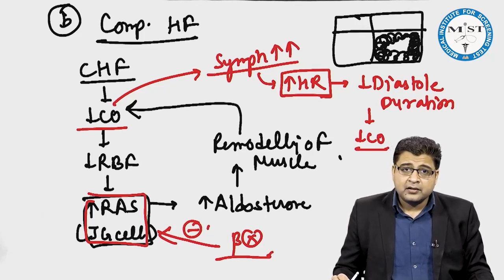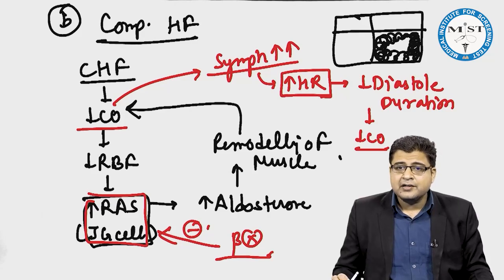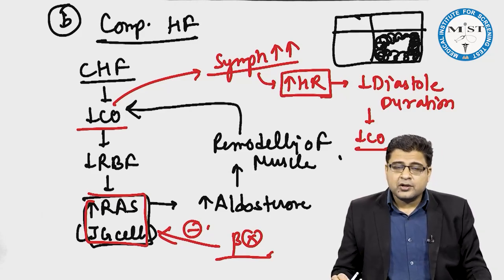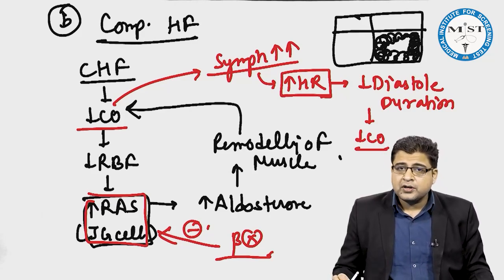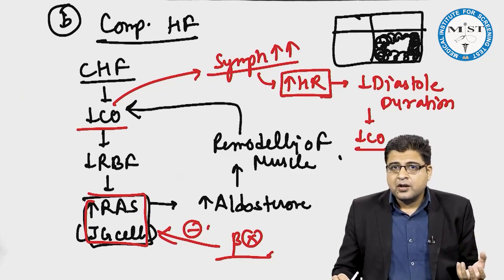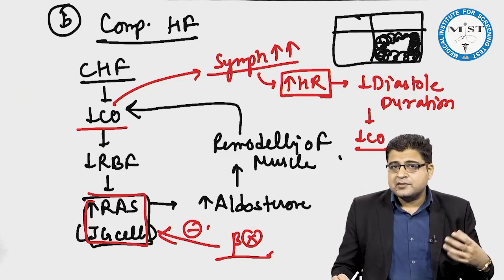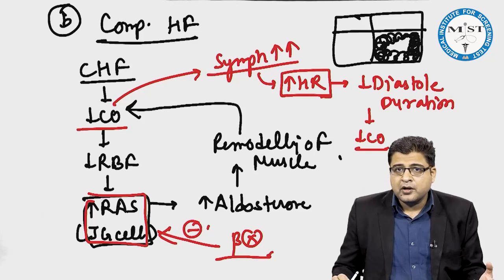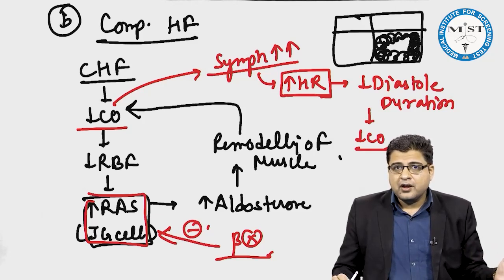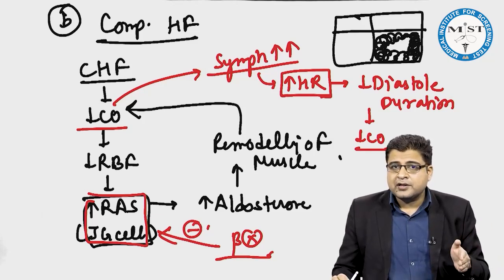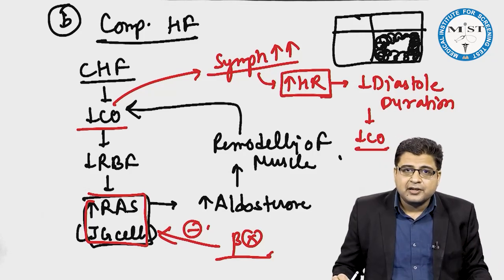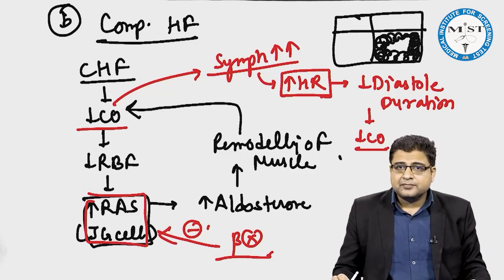But again, I am repeating, these medicines are contraindicated in decompensated heart failure, because in decompensated heart failure, cardiac output is already severely reduced. So in those cases, the sympathetic system is trying to improve the cardiac output so that the patient can survive. And in those scenarios, if we give beta blockers, the patient can die immediately. That's why they are contraindicated.